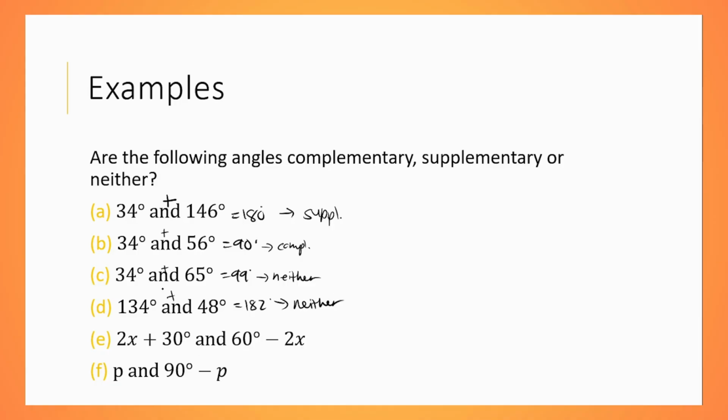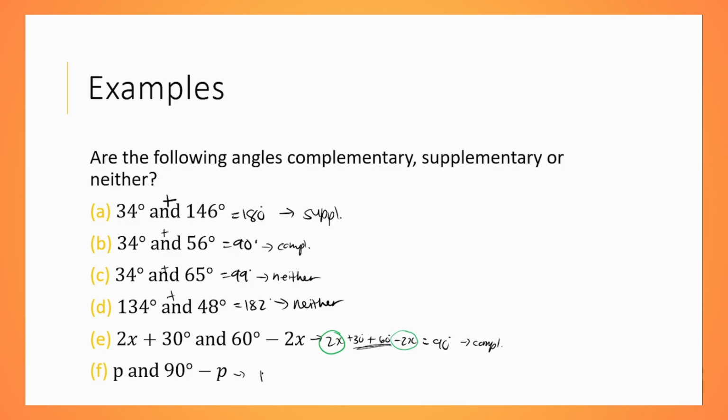Now this, I think, is going to confuse a little bit more people. We're going to add them together. So we have 2x plus 30 plus 60 minus 2x. When we are working with different types of terms, maybe we have x's and we have numbers, we have to add those that are the same type, the like terms. Both of these have x's in them, and we have 2x minus 2x. That gives us 0. So all we actually need to do is add those two numbers together, which is 90. Therefore they are complementary.